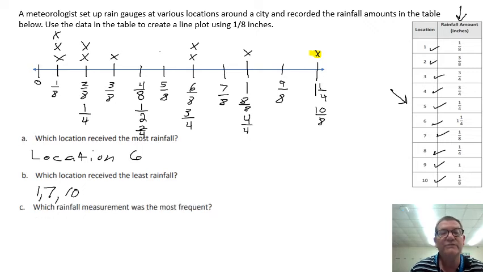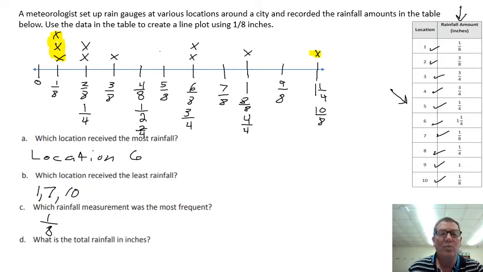Now our next question, which rainfall measurement was most frequent? Now this means which one had the same amount of rain the most amount of times. Now looking up here, I can see that my 1/8 right here had 3 of them. And that is the most frequent. Okay, that's the one that happened most often. So 1/8 answers that question.